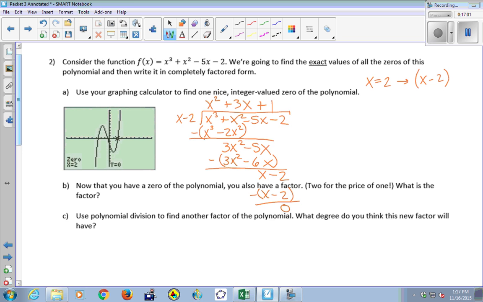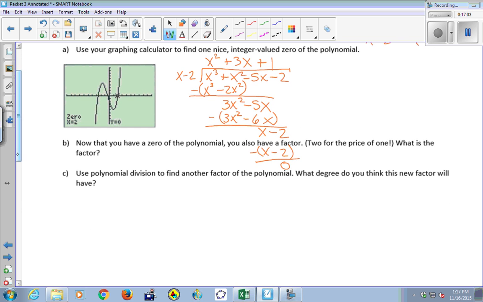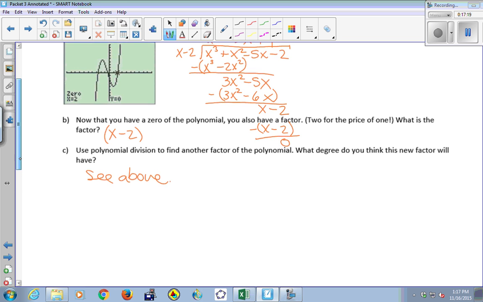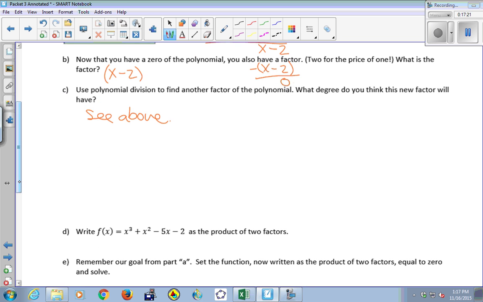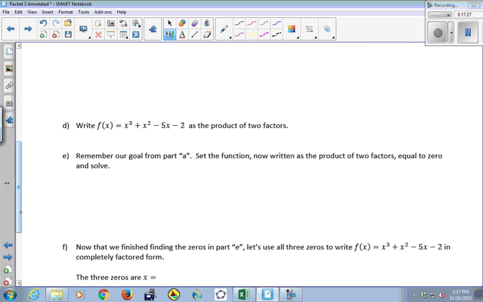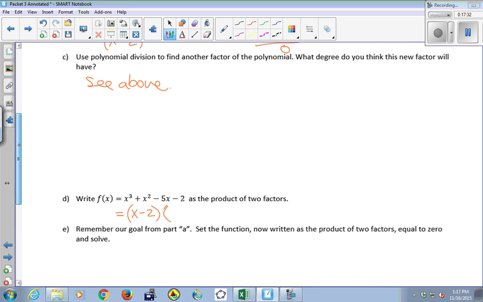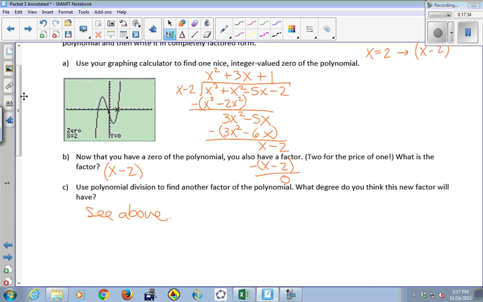Oh, and I just did all that work that was supposed to be in part C. That's okay. So once I had a 0, x equals 2, my factor was x minus 2, and then divide. See above. Okay, so now I'm going to write my cubic as the product of two factors. I now know that f of x could be equal to x minus 2, my first factor, that I knew because I knew a 0, times x squared plus 3x plus 1, the quotient.